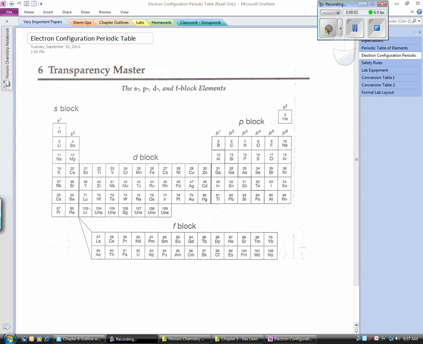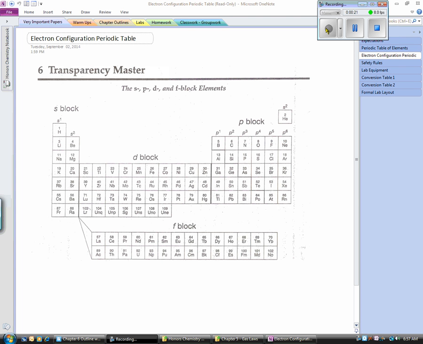Because what we're going to do is look for electron configuration, but we're going to use the periodic table to do it. In your very important paper section of your OneNote, you have this periodic table. It's the third thing down. It goes expectations, then the regular periodic table, which we've used a lot. This one I've changed, because it's slightly different.